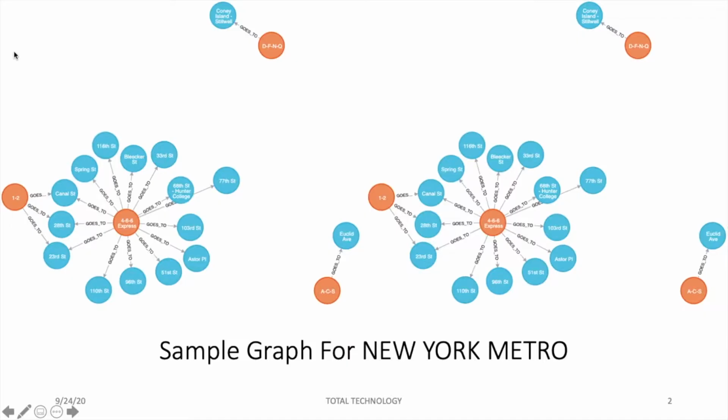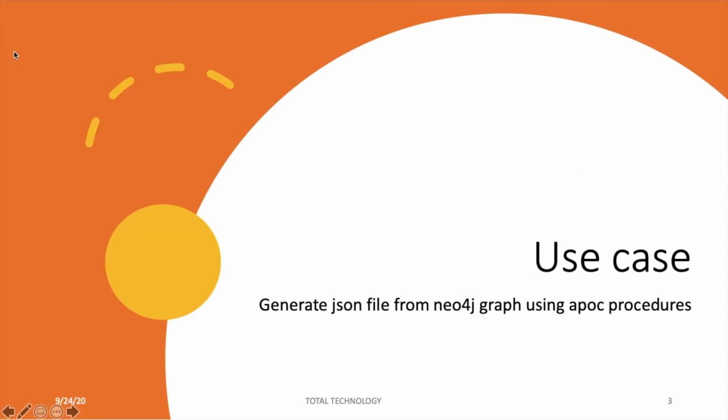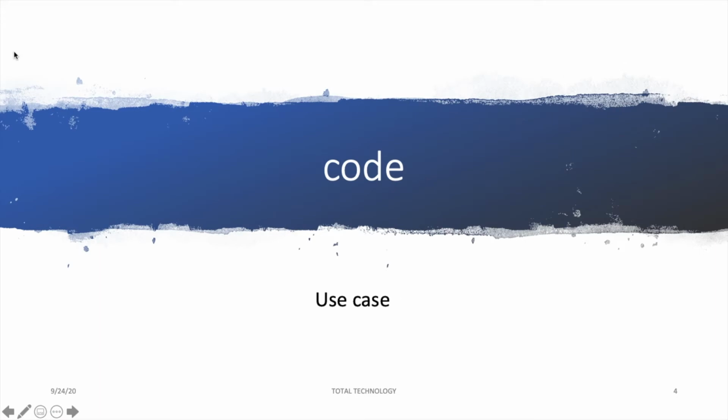So this is a sample graph. We'll use the same graph, the New York metro station data. Next is the use case. Let me reiterate: generate a JSON file from the Neo4j graph using an Apoc procedure. So we'll use one built-in Apoc procedure to get the JSON data from the Neo4j graph database, and after that we'll export the file. And this is going to be the code.